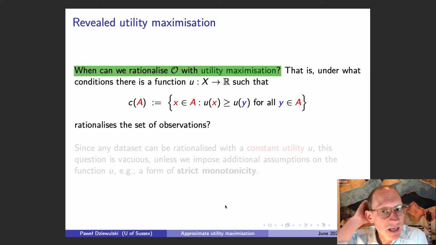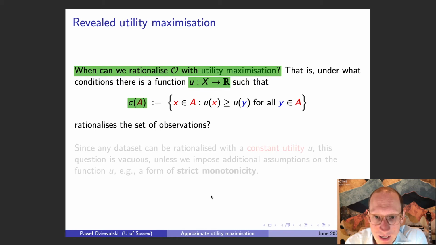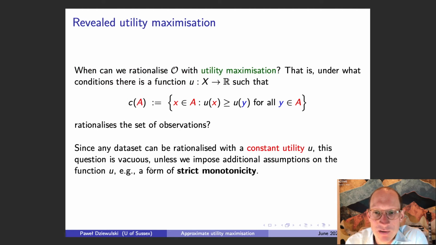What I mean by this is, when can I find a utility function U such that this correspondence rationalizes the observations as defined previously, right? So whenever you see X being chosen from A, then X belongs to a set defined like this for that utility function. Now, the immediate observation is that this question is vacuous because if you take a constant utility function, you can rationalize absolutely any set of observations. So that's not very interesting.